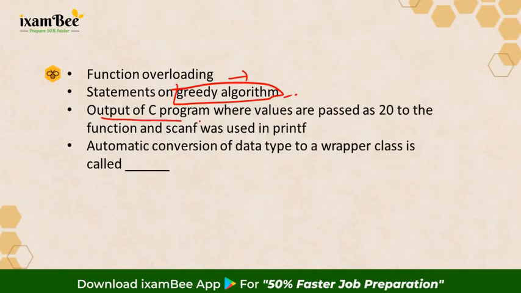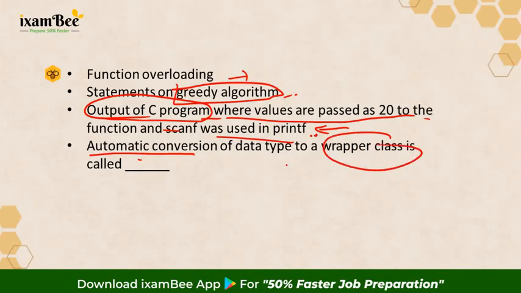The next question is again based on the output of a C program, where the value 20 is passed to the function and scanf was used inside printf. So it is a kind of tricky question. If scanf is inside the printf, it may result in undefined behavior. So you need to focus on the execution and the return values. Then the last question was on the wrapper class. It is completely based on the encapsulation concept of object-oriented programming.